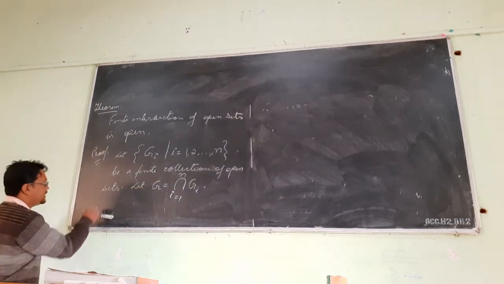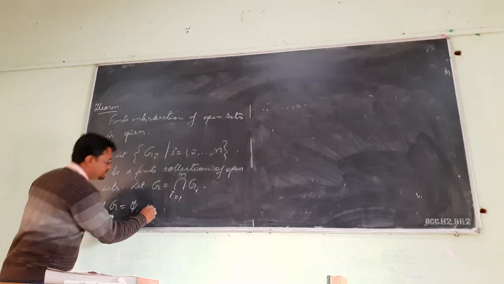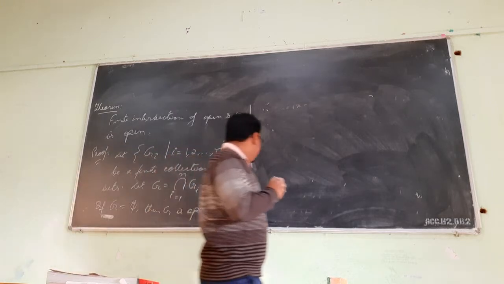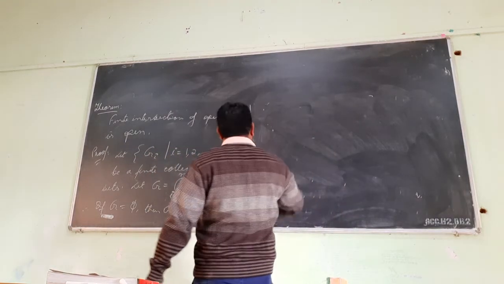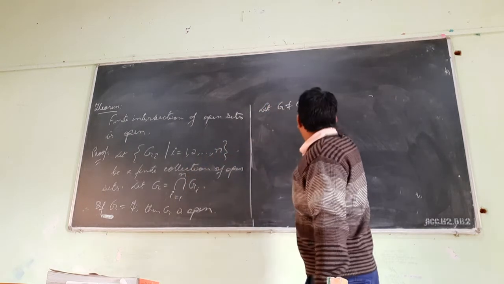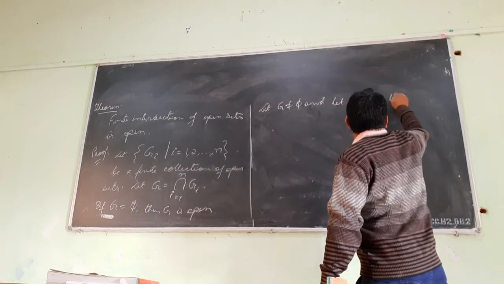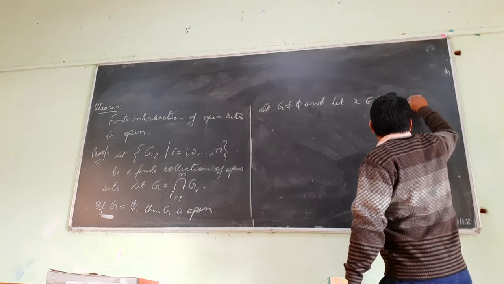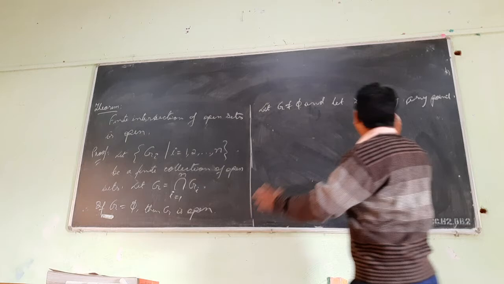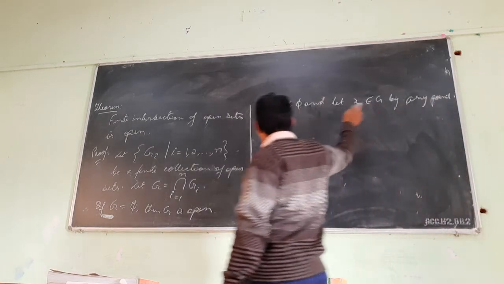It may happen that this intersection is phi. So if G equals phi, then G is open. If G is phi, then it is open. So let G not equal phi. And let x belong to G be any point. Okay. So we have to find an open interval which contains x and is also inside G.